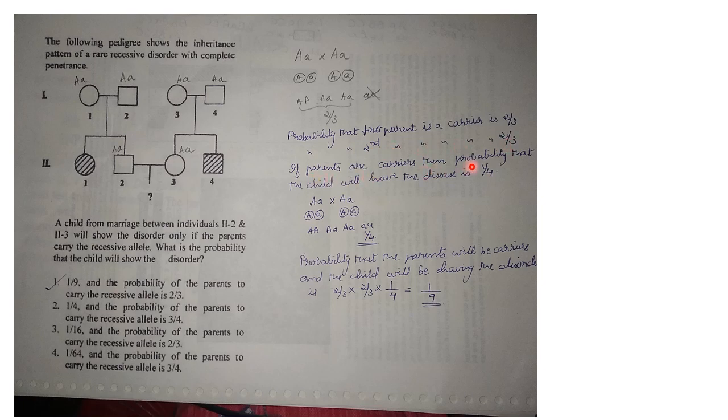Now if parents are carriers, the probability that the child will have the disease is 1/4. So a cross between the carrier parents, you will see like this, and the probability that the child will be diseased is 1/4. Probability that parents will be carriers and the child will be having the disorder: so multiply all the probabilities. So 2 by 3 into 2 by 3 into 1 by 4, that is 1 by 9. So if you see the options, it is 1 by 9, and the probability of the parents to carry the recessive allele is 2 by 3. So answer is option 1.